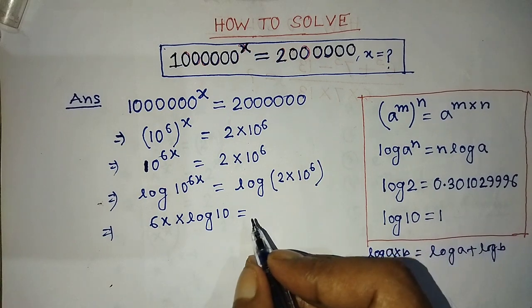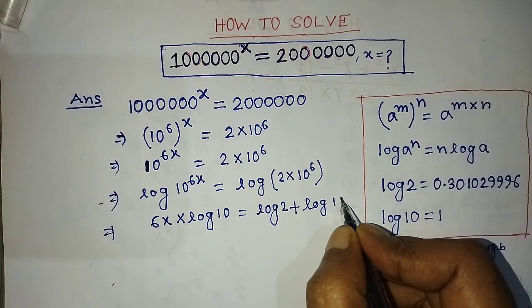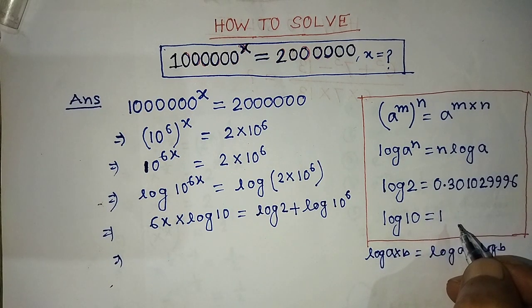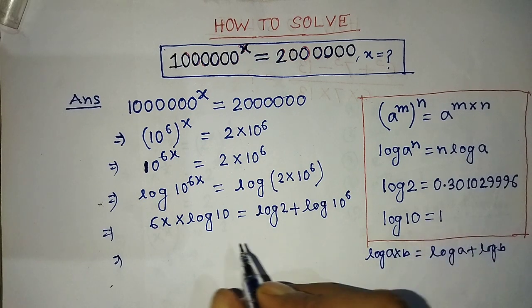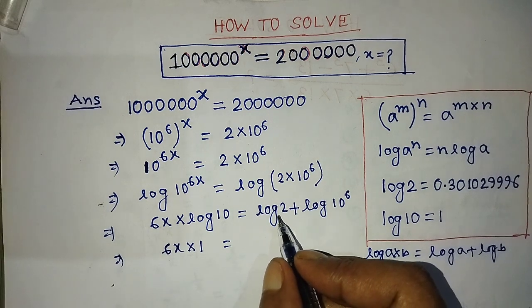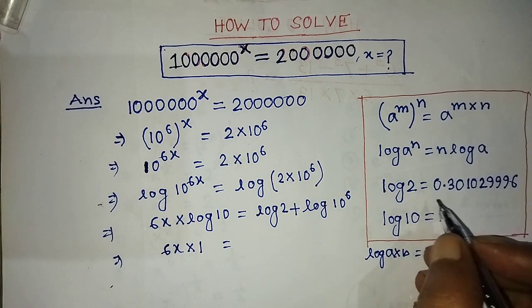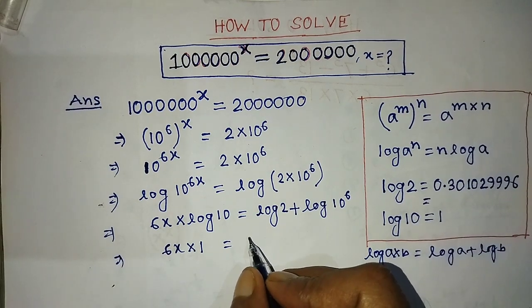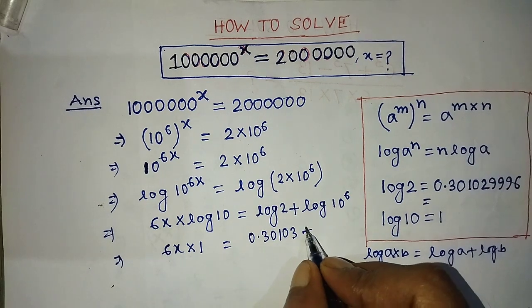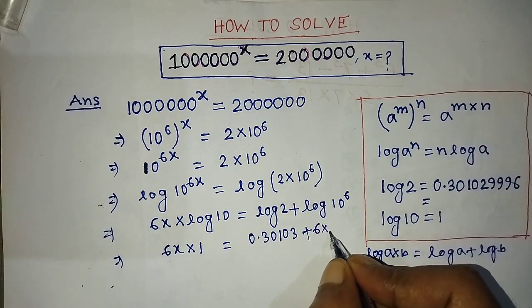So after applying this formula on the right side, you write log of 2 plus log of 10^6. On the left hand side we put the value of log 10 is equal to 1. So we write 6x times 1 is equal to, the value of log 2 is how much? The value of log 2 is 0.30102996. In the place of log 2 you write 0.30103, plus, again we apply the formula on this expression, so we write 6 times log 10.